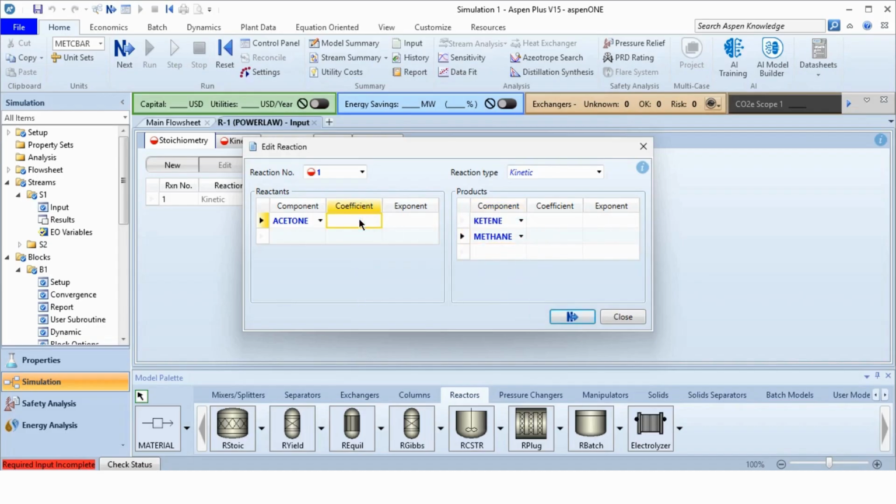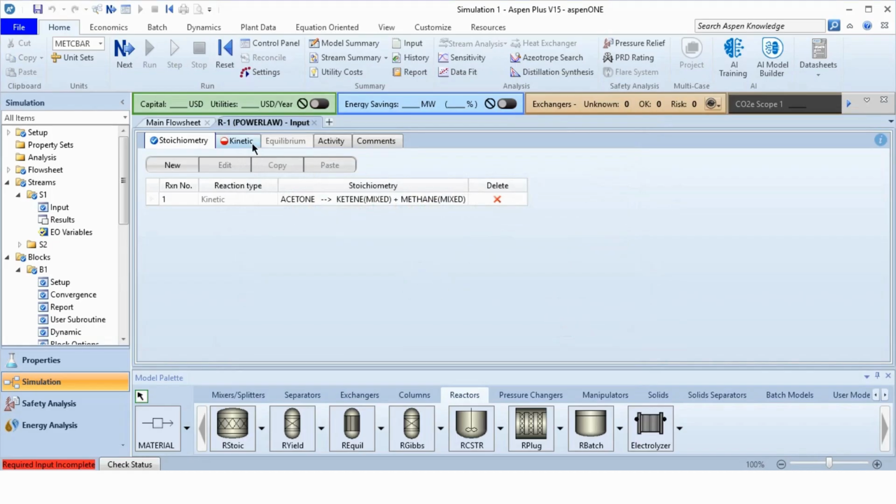Now the stoichiometric coefficient for acetone is 1, but since it is a reactant, it will be −1. For ketene and methane, it will be 1 and 1. Obviously, we have to specify the exponent, since it is given as a first order reaction. So for acetone, the exponent will be 1. And since it is an irreversible reaction, the exponent for ketene and methane will be 0. If it had been reversible, then we would have some value of exponent over here.